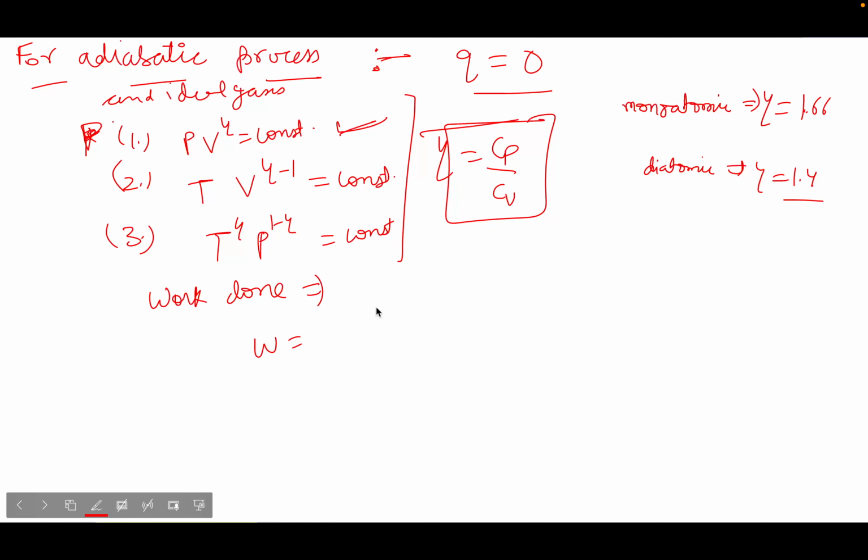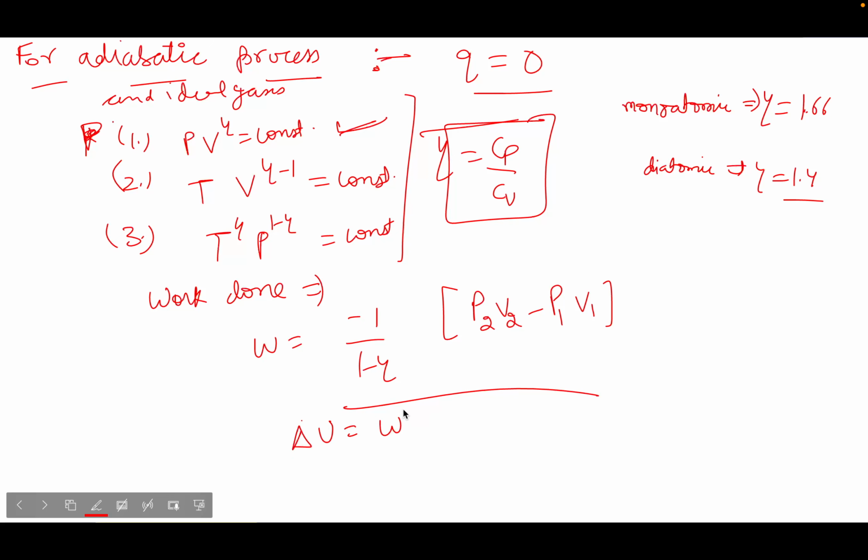Work done is equal to minus 1 over 1 minus gamma, times P2 V2 minus P1 V1. That's it. And we can say that for adiabatic processes, delta U is equal to W, since Q is equal to 0, so W is delta U.